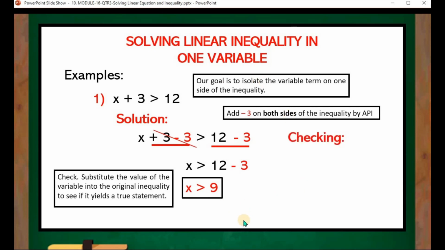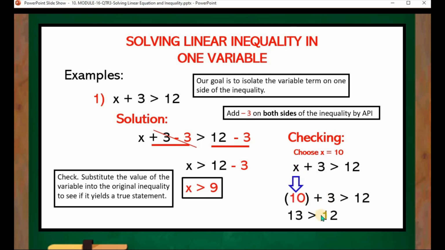So, kuha lang tayo ng isang number. Ano ba yung isang number na mas mataas kay 9? I mean, just get one among all those numbers greater than 9. So, let's try to choose 10. Pag sinubstitute mo siya, this will become 10 plus 3, and that is 13. Is 13 greater than 12? Yes. So, ganun lang siya. Ma'am, pwede ba 11? Yes, ilagay mo 11.